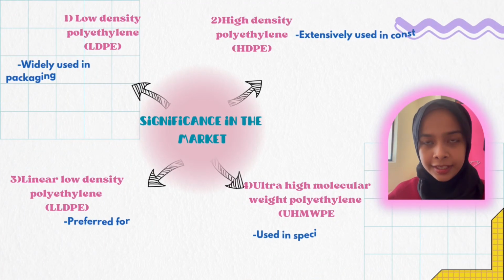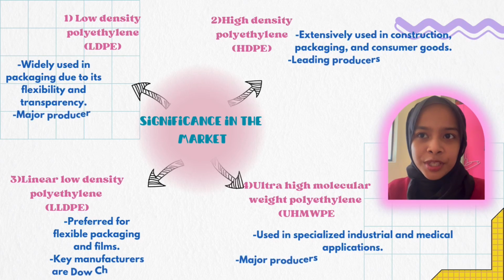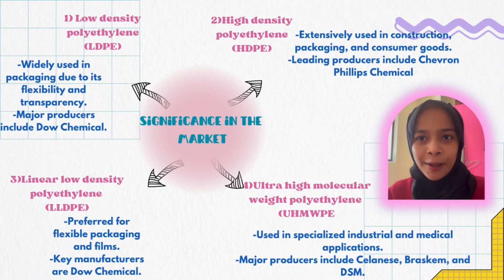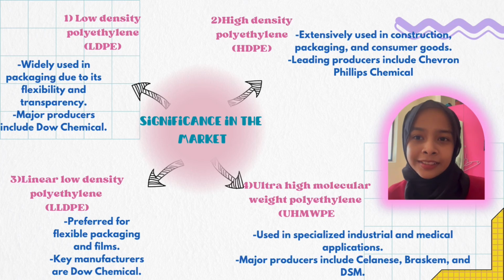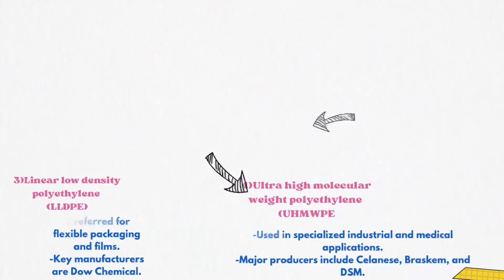Significance in the market: low density polyethylene is widely used in packaging due to its flexibility and transparency. High density polyethylene is intensively used in construction, packaging, and consumer goods. Linear low density polyethylene is preferred for flexible packaging and film. Ultra high molecular weight is used in specialized industry and medical application.